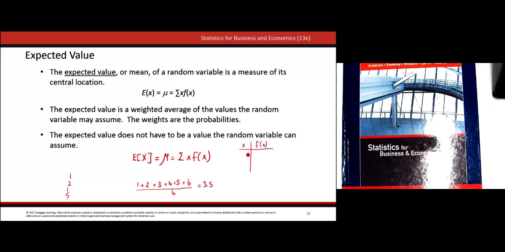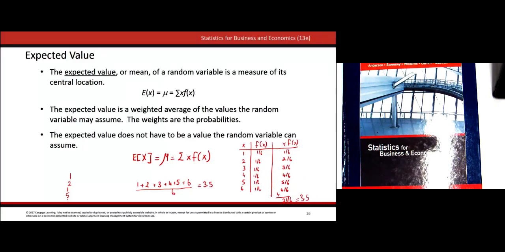So f of x, you have 1, 2, 3, 4, each has 1 over 6. X times f of x, so 1 times 1 over 6, 2 times 1 over 6, 3 times 1 over 6, 4 times 1 over 6, and so on. Once we add these, this is 21 over 6, which is equal to 3.5.